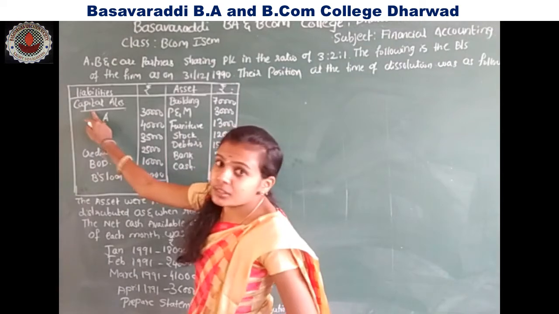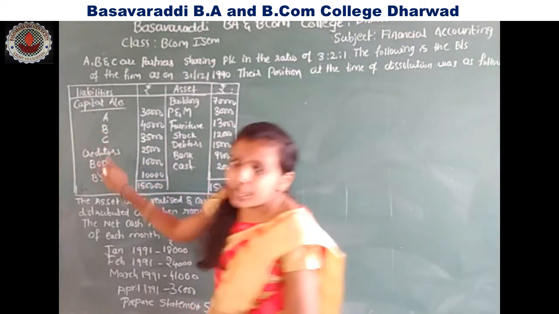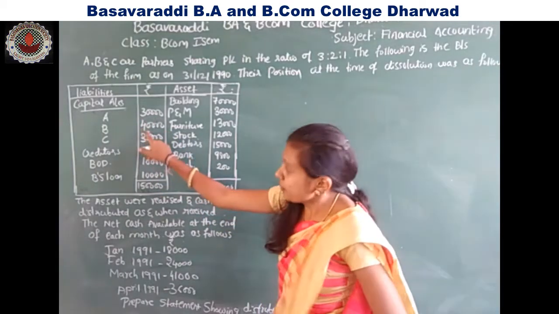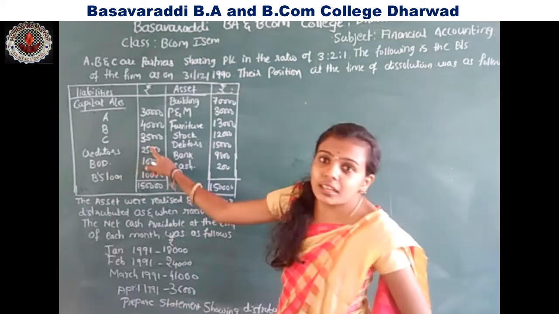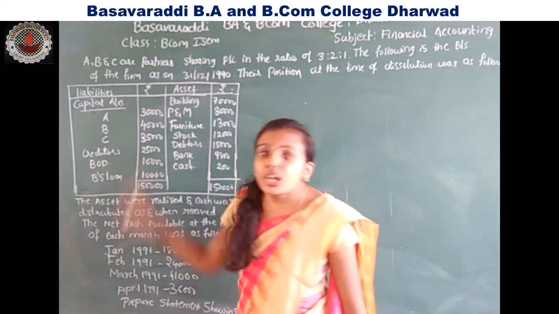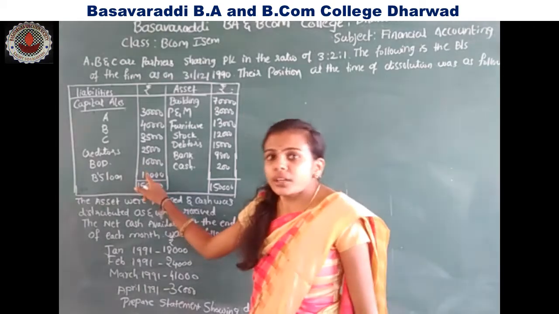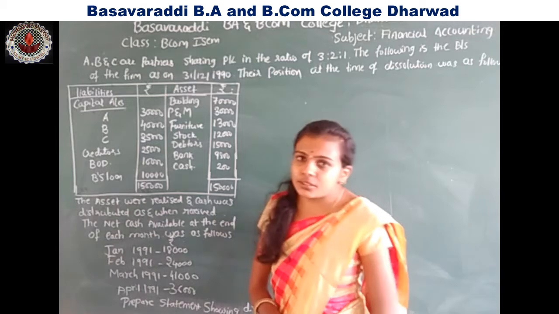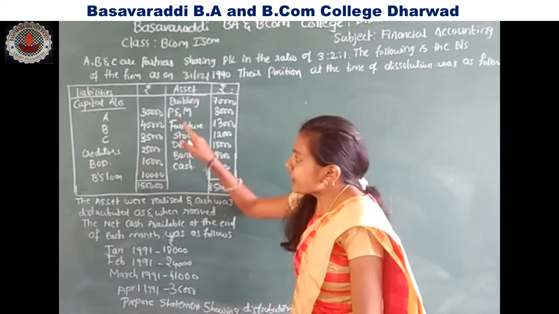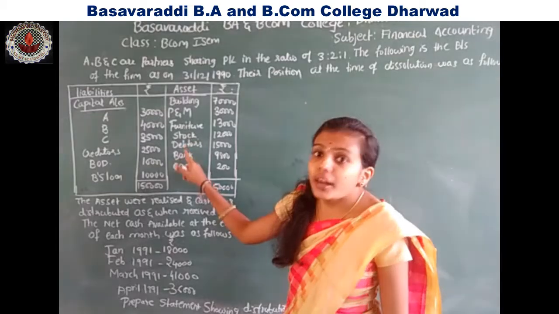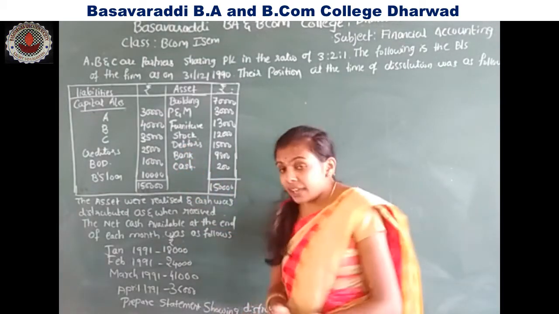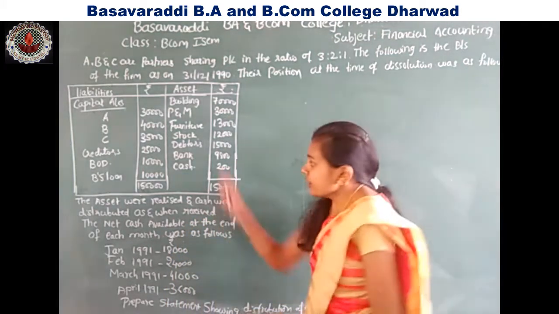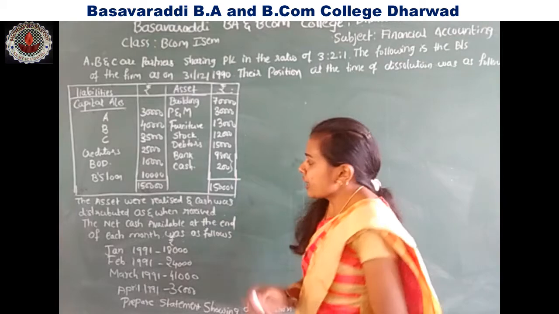Liabilities, capital accounts of A, B, C. There are three partners. A capital 30,000, B 40,000, C 35,000, and then creditors 25,000, bank overdraft 10,000, and B's loan of rupees 10,000. Next, building, plant and machinery, furniture, stock, debtors, and then bank 9,800 and cash 200 rupees.